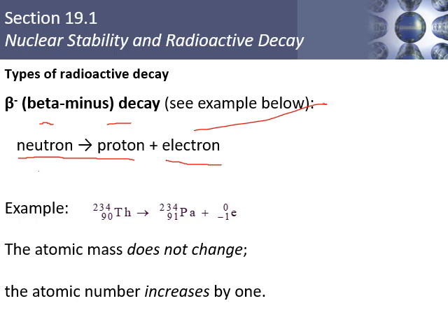So here's an example that we can actually use. We're starting off with atomic number 90. This is thorium, and it's decaying by beta minus decay. We can tell that by looking over here at the right. That's a beta minus particle, which is just an electron.